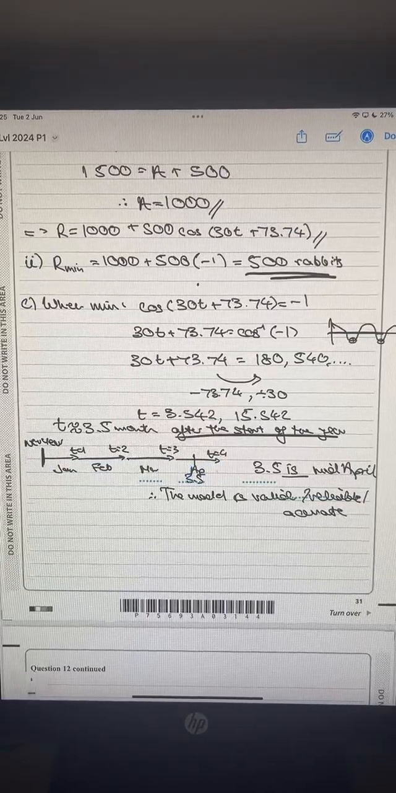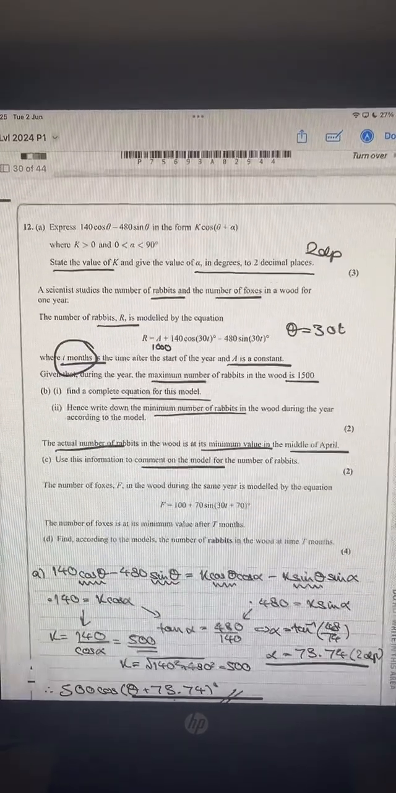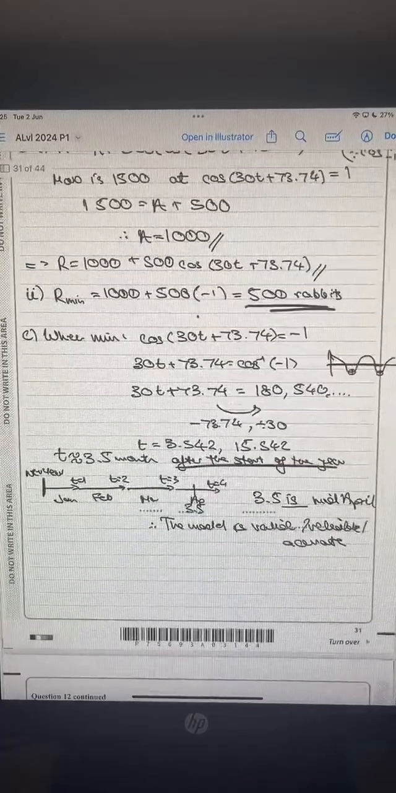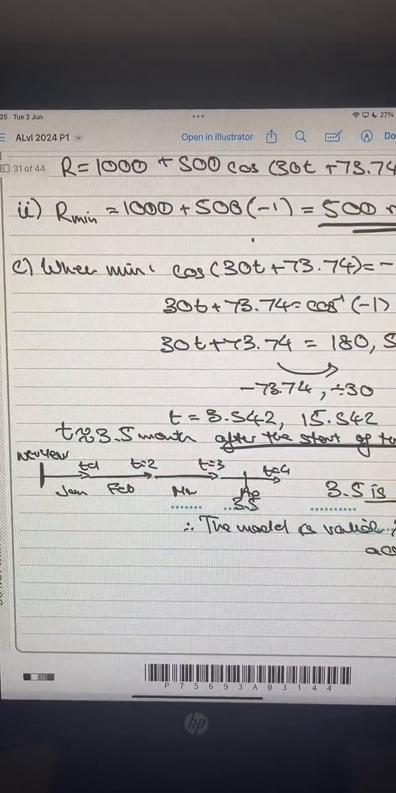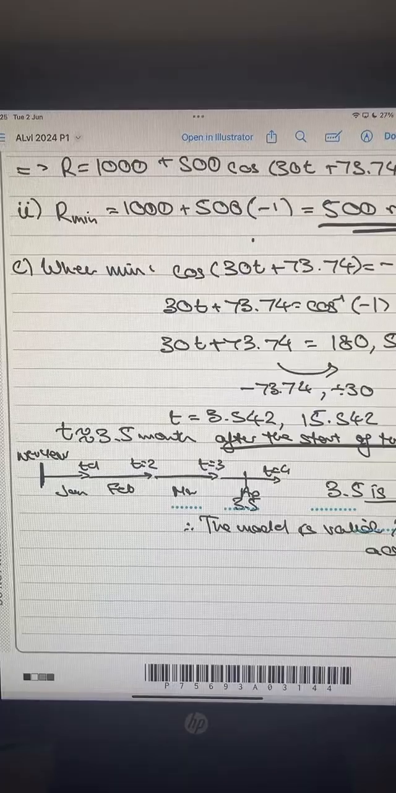So we have the time from the start of the year because we need to read the question carefully. t months is a time after the start of the year. So if we look at my little calendar drawing down here, we have 3.5. From t equals 0 to t equals 1, that is during the month of January. t1 to t2, February. t2 to t3, March. t3 to t4 is April. We had t equals 3.5, and that's mid-April. Awesome.